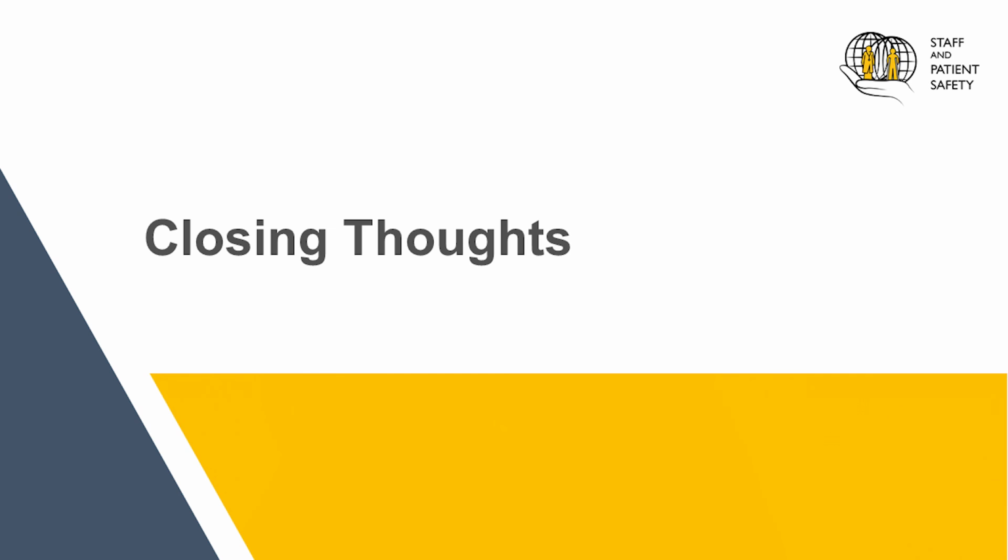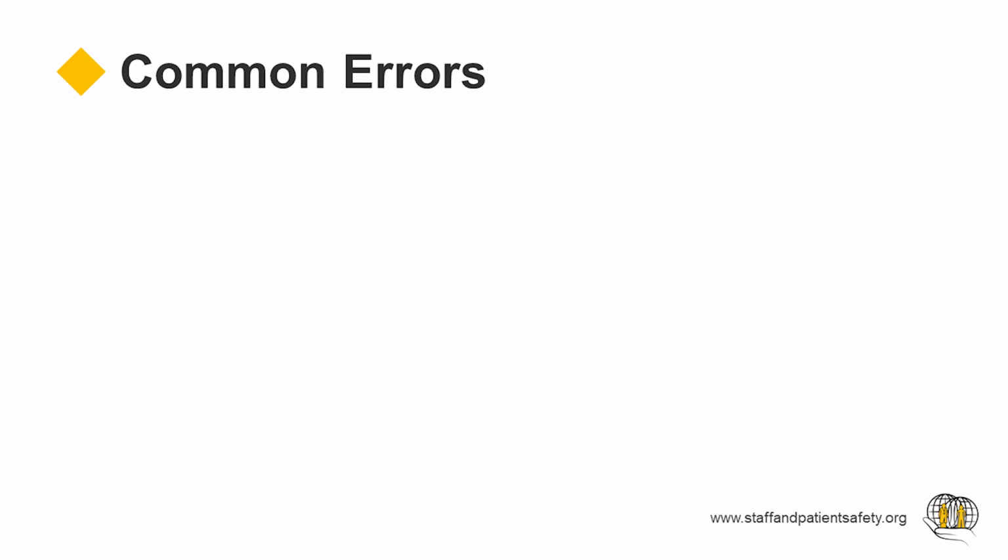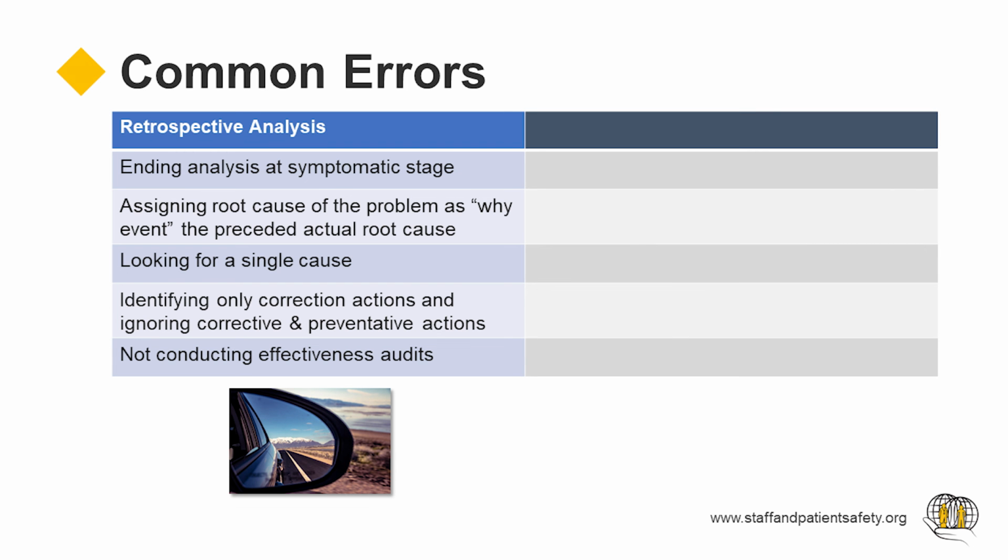during retrospective and prospective analysis. For retrospective analysis, common errors include 1. Ending analysis at a symptomatic stage. 2. Assigning root causes of the problem as the Y event that preceded the actual root cause. 3. Looking for a single cause. 4. Identifying only correction actions rather than corrective actions and preventive actions. And finally, not conducting an effectiveness audit.